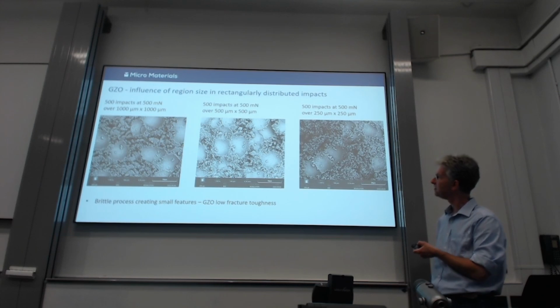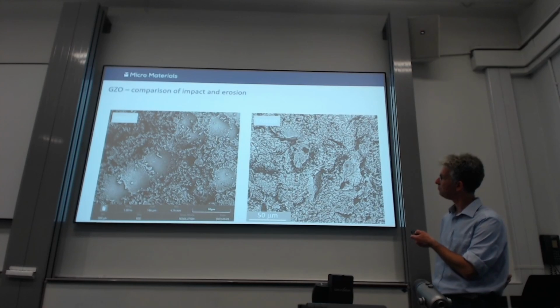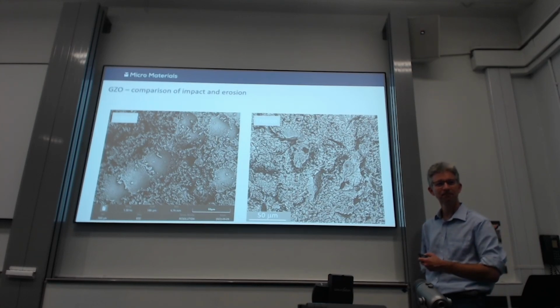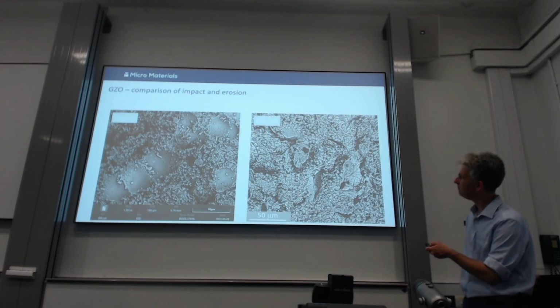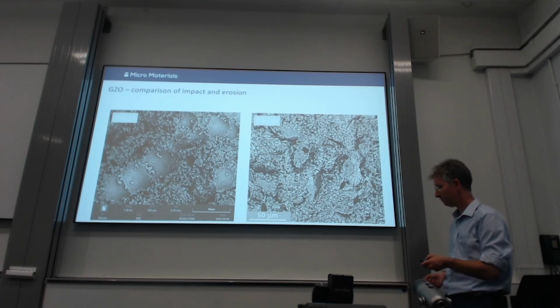What's nice is that if you compare that to what you see on the real erosion tests, apart from the fact this erosion was done with angular particles and this is done with spherical, they look exactly the same, give or take. The same very, very small structure is built up. So you're replicating the real situation again.